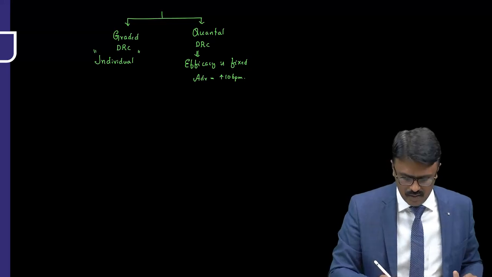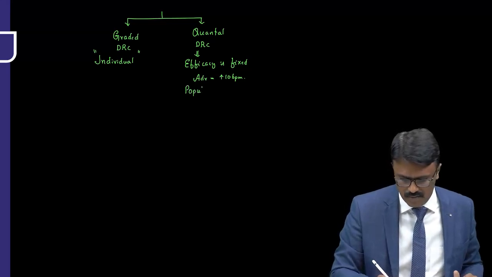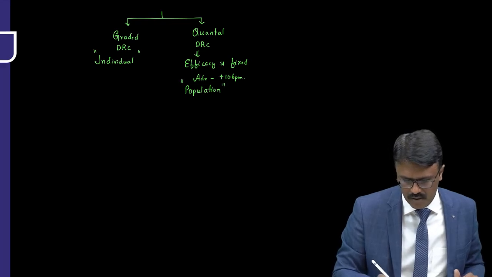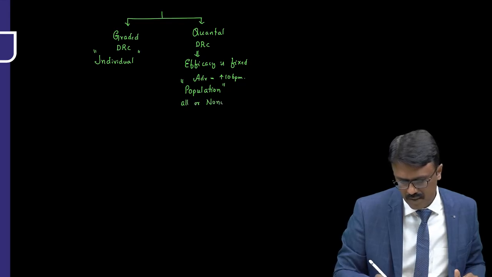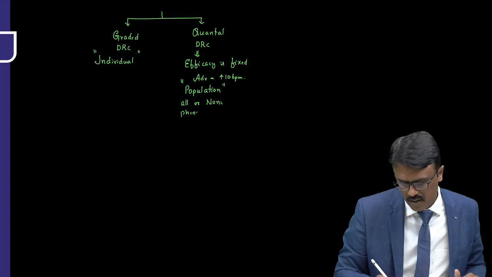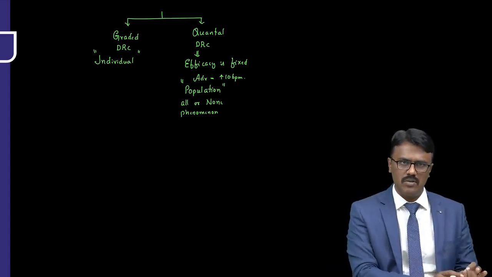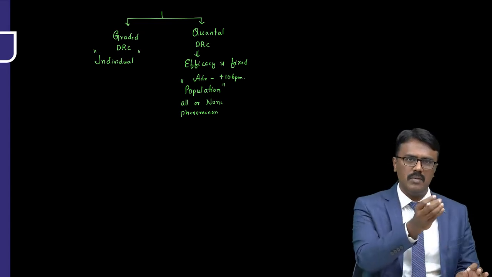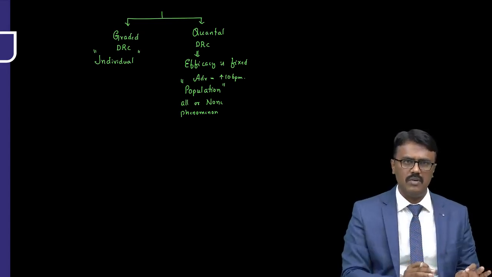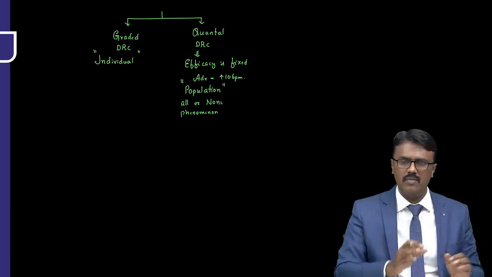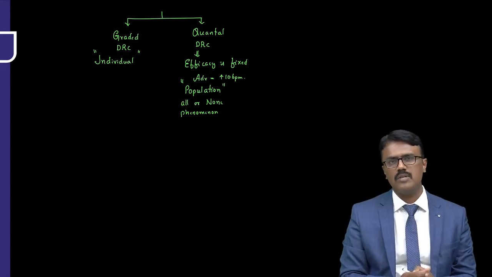So we give adrenaline to the single person and see the increase in heart rate. But here, we do it in a population, and it is called the all or none phenomenon. That means yes or no. When I give adrenaline at this dose, whether there was an increase of 10 beats per minute or not, yes or no. When I give adrenaline, whether the patient died or not, yes or no. That is called the quantal dose response curve.